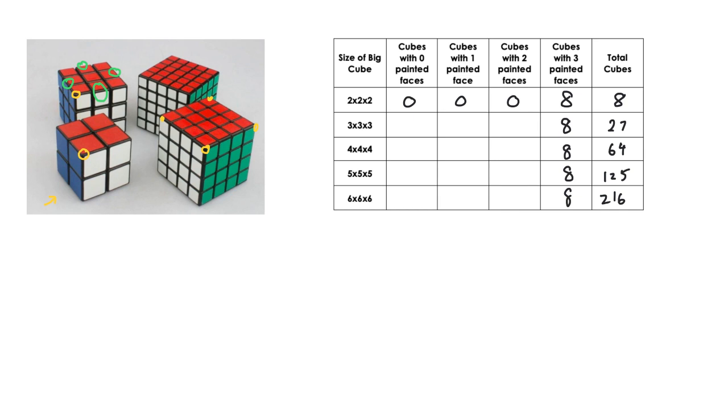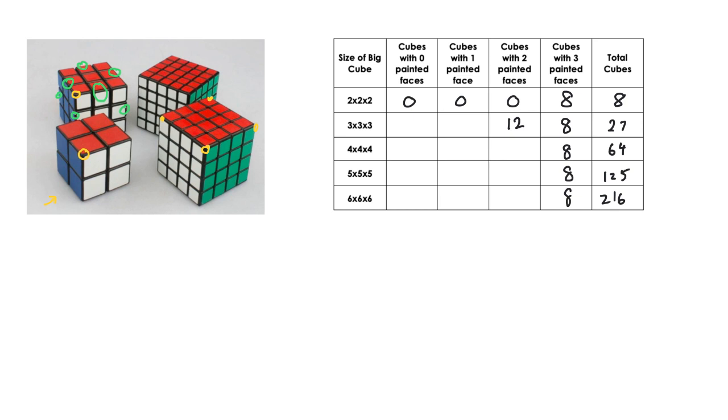So, I'm sorry, there are 12 edges. Not only the 4 on top and the 4 on the bottom, there are also the 4 lateral ones that I almost forgot about, right? These 4 along the middle. And so there will be 12 2-sticker cubes on the 3 by 3 by 3.